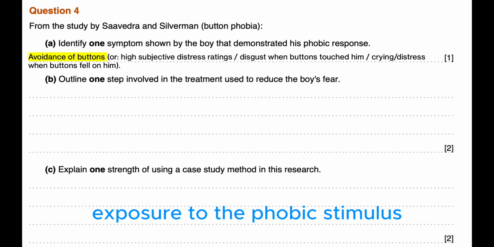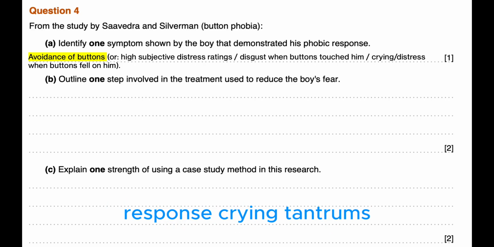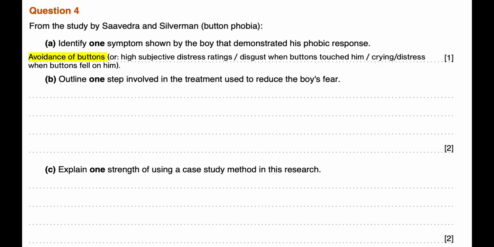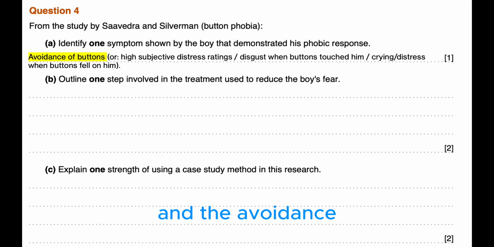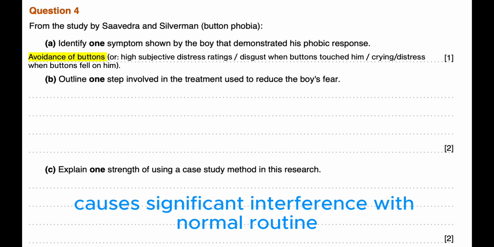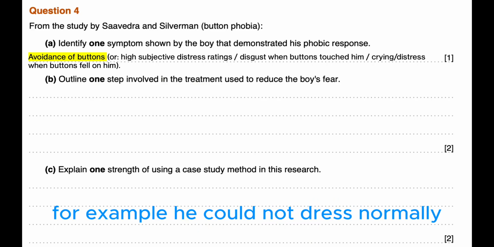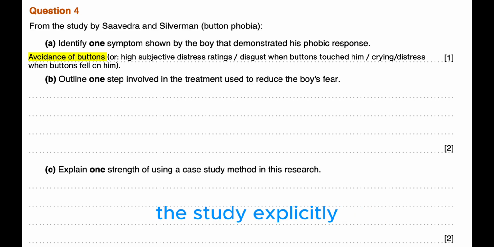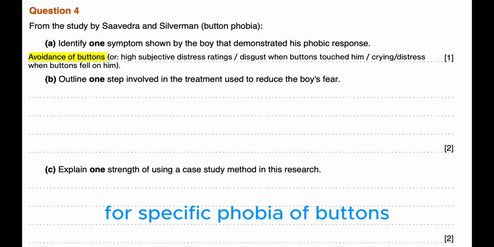Exposure to the phobic stimulus almost invariably provokes an immediate anxiety response: crying, tantrums, high distress ratings, disgust. The situation is avoided or endured with intense distress, and the avoidance or distress causes significant interference with normal routine. For example, he could not dress normally or attend school comfortably. The study explicitly states that the boy met full DSM-4 criteria for specific phobia of buttons.